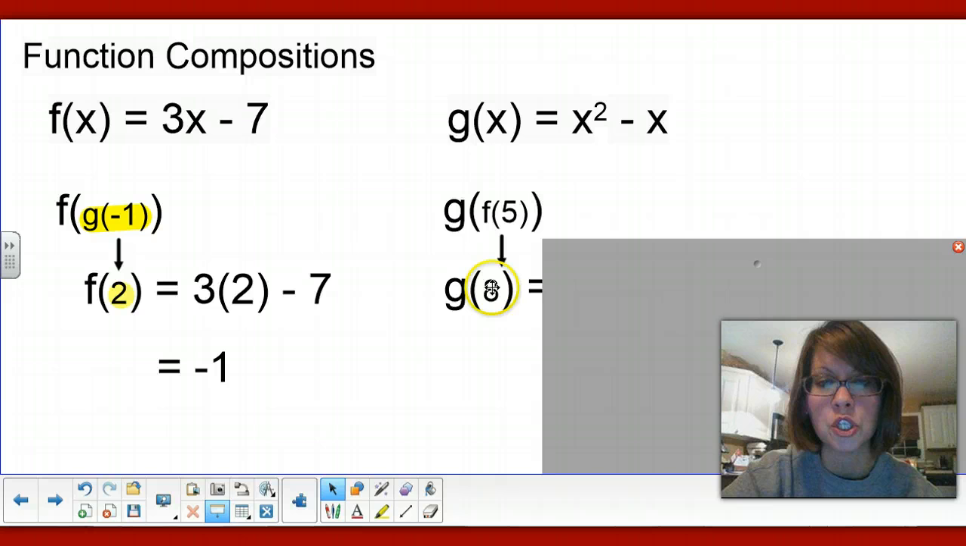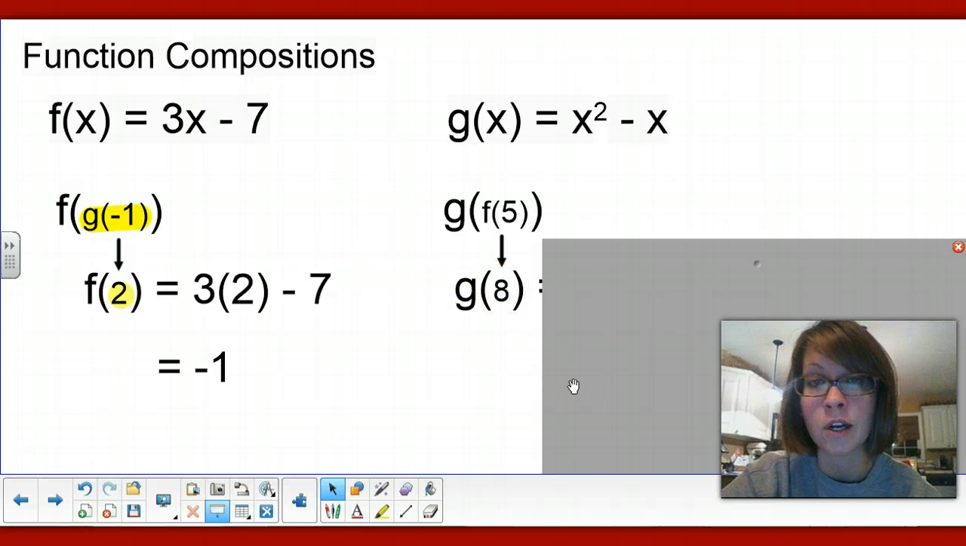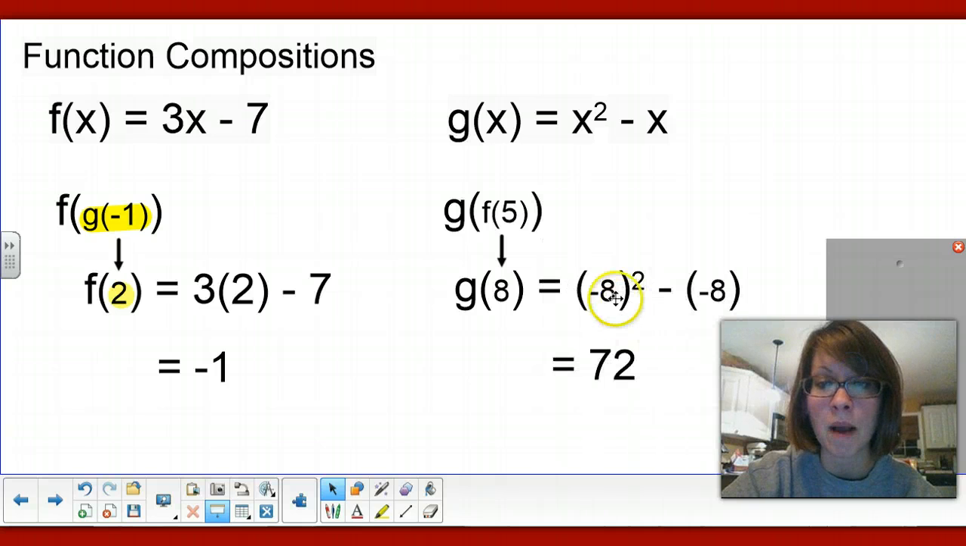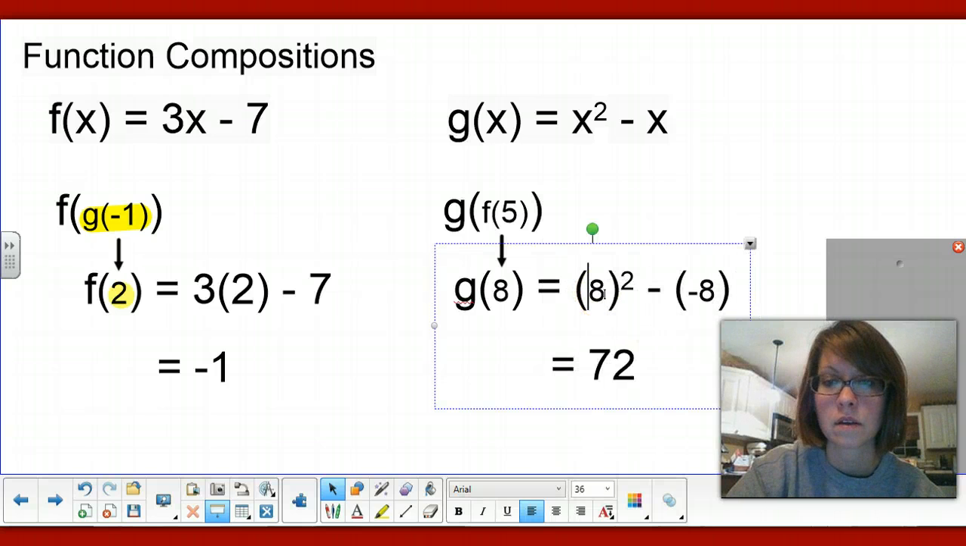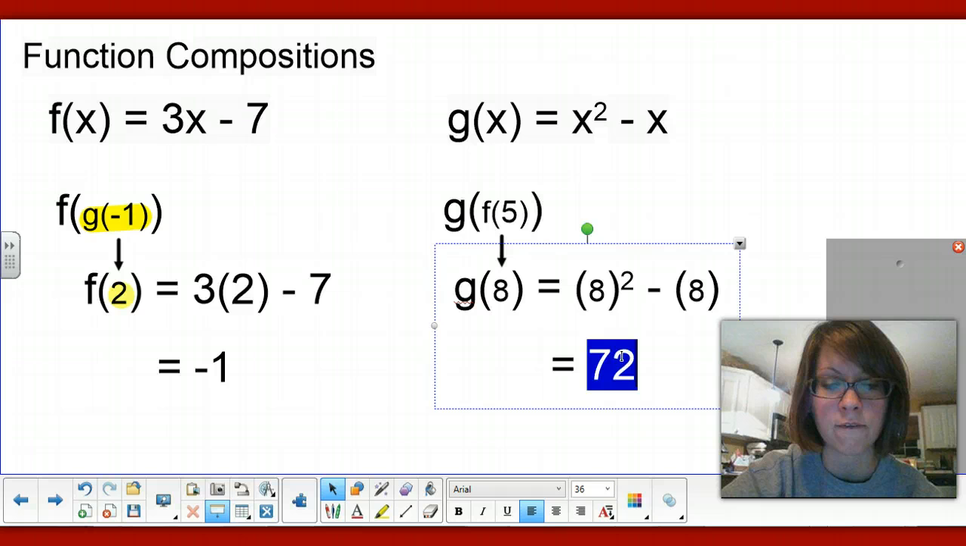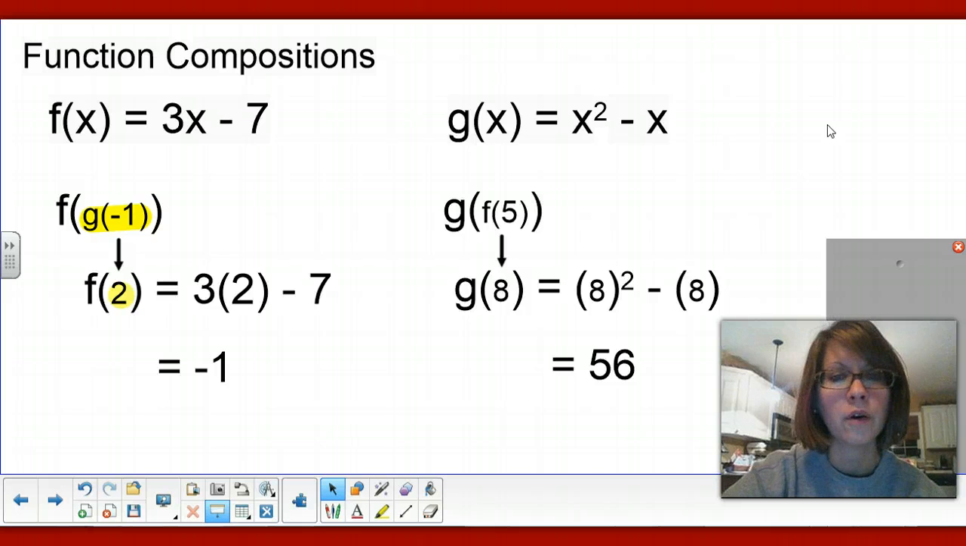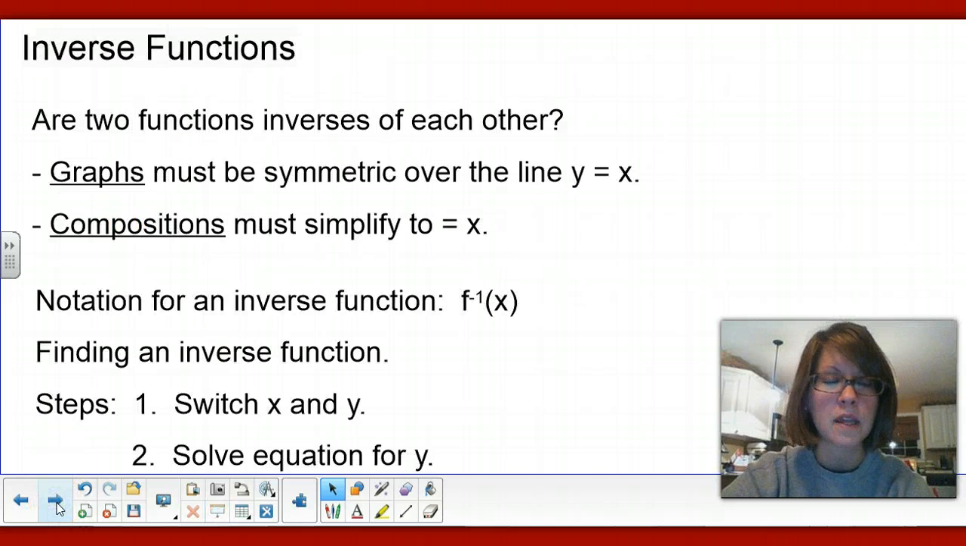Okay, so g of 8, and then g of 8, my answer is going to be wrong, is 8 squared minus 8. And 8 squared minus 8 will not be 64. Or I'm sorry, will not be 72, but it will be 64 minus 8, or 56. Okay, that's function compositions. Two more things.